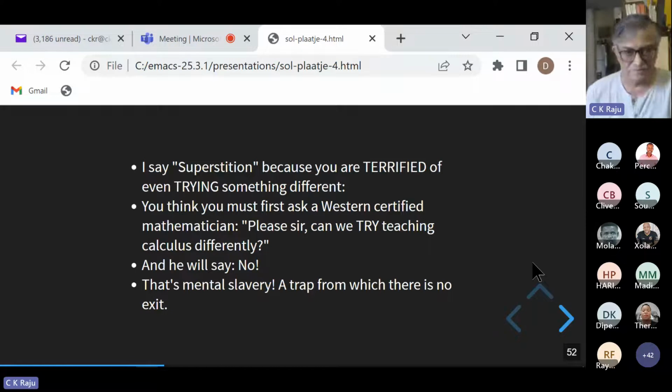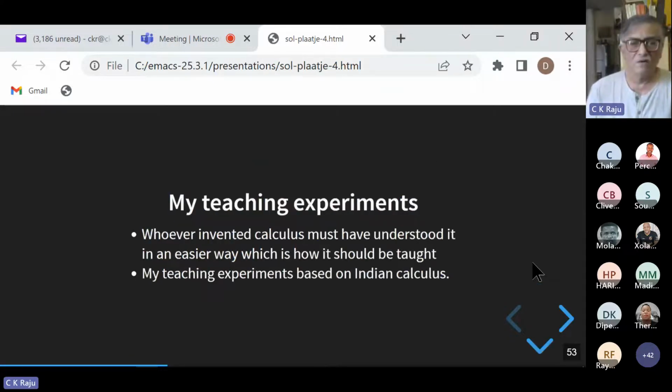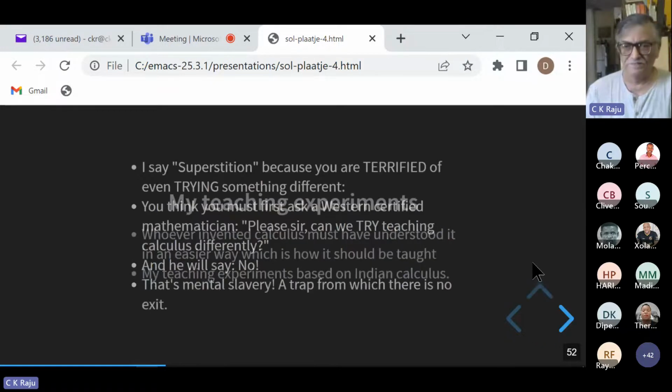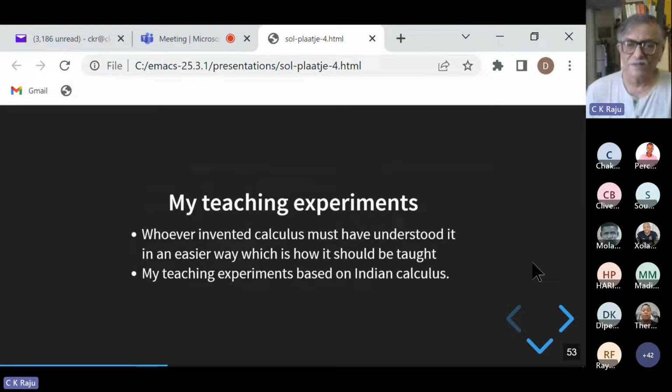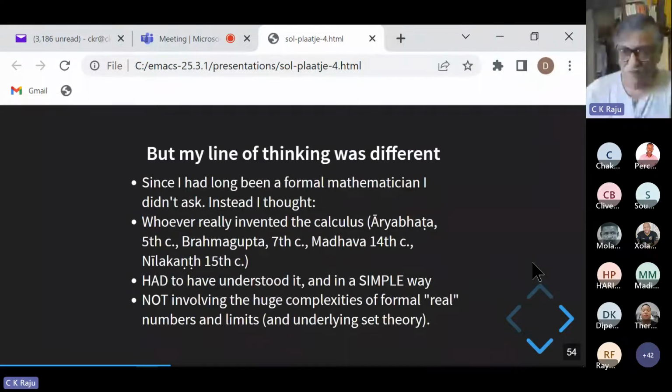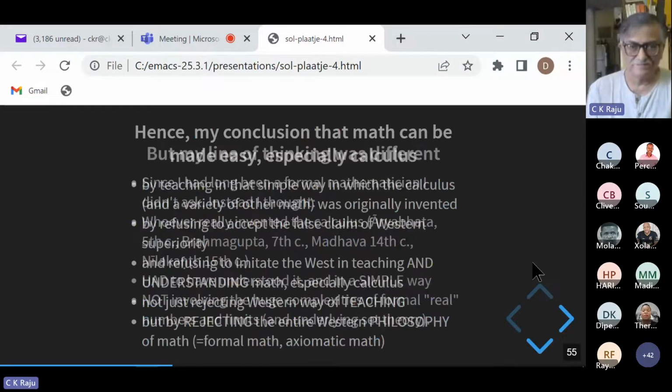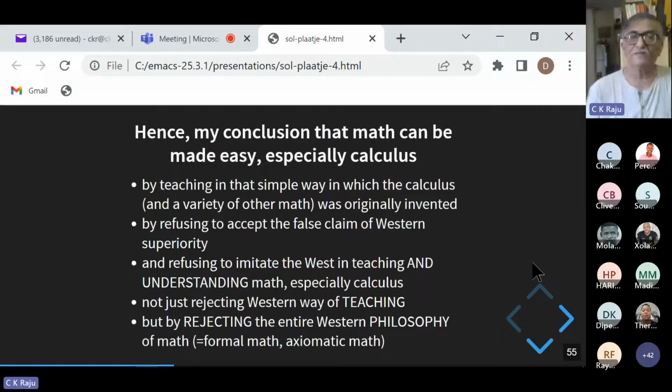If you want to exit, you need a revolution in mathematics. So what I thought was a little bit different. I based myself on the Indian calculus because my thinking was that whosoever invented the calculus had to have done it in a simpler way, and that is the way it should be taught. I had been a formal mathematician. I was teaching functional analysis and so on. I didn't feel the need to ask anybody about calculus. I taught advanced calculus and so on. So a simple way must have been understood by the real inventors. And that's what I said I should try. So I said it can be made easy by teaching calculus that way.